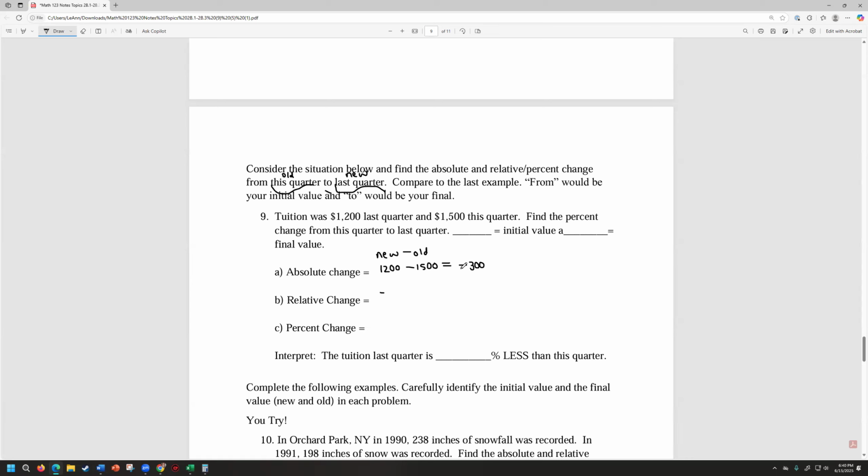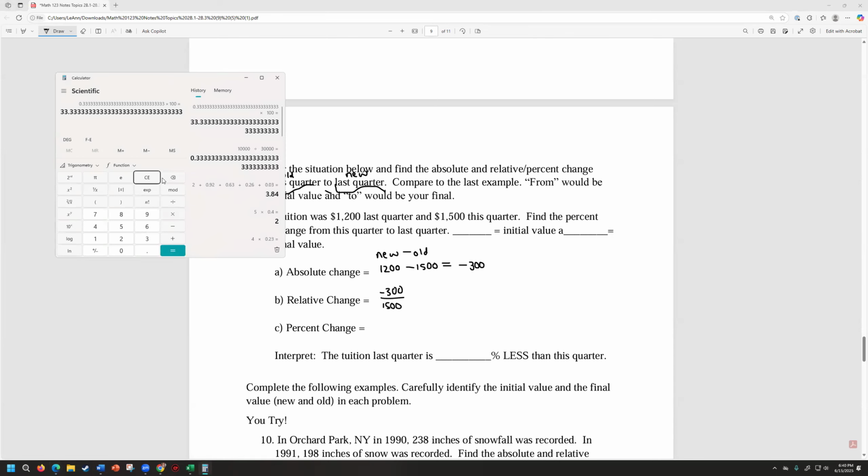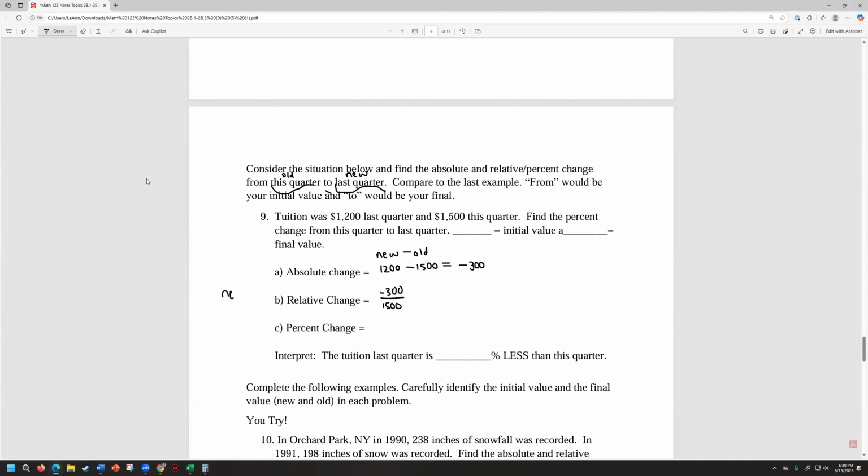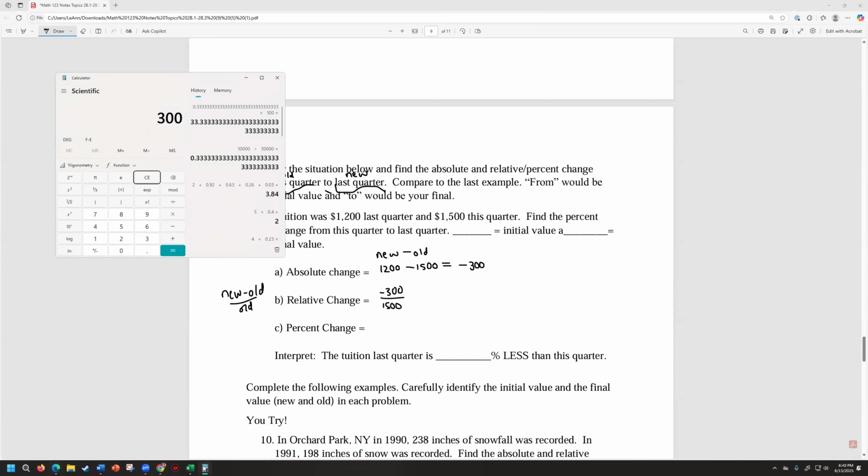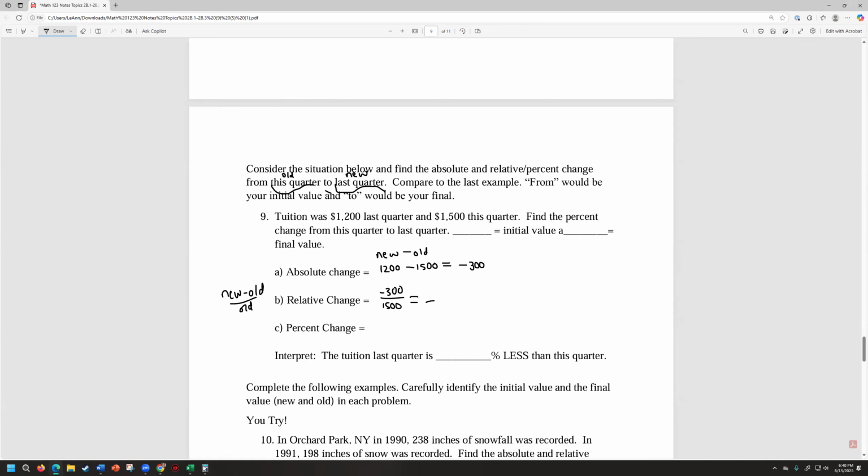The relative change is you take that number and you divide it by the initial. The initial this time is your old. Old is always initial, so that's this quarter. So that's the 1,500. So this is why you get a different percentage when you change the order of the new and the old, okay? It's because you're dividing by the old. We always divide by old. So relative change is always new minus old divided by old every single time. So when we do that, that's 300 divided by 1,500. And I know it's negative, but I'm just getting the decimal. So that's negative 0.2. I just didn't type in my negative symbol.